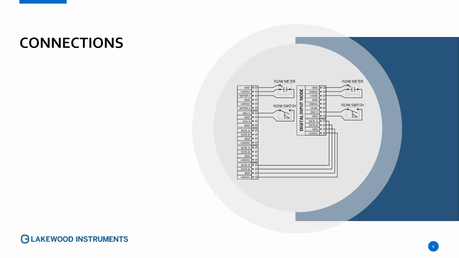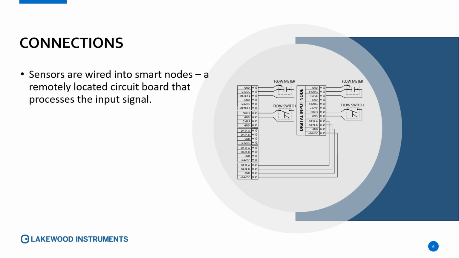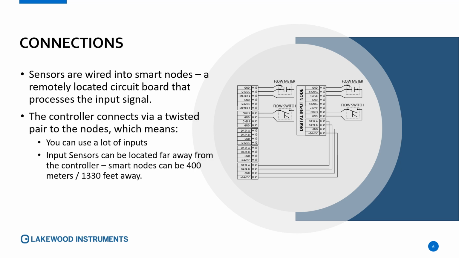This diagram is a little bit different. You can still see the same terminal block toward the left-hand side of the image, but there's also something called a digital input node or a smart node, and that allows you to wire things like flow meters, flow switches, and really all of the other inputs directly into these smart nodes. The node is a remotely located circuit board that processes the input signal.